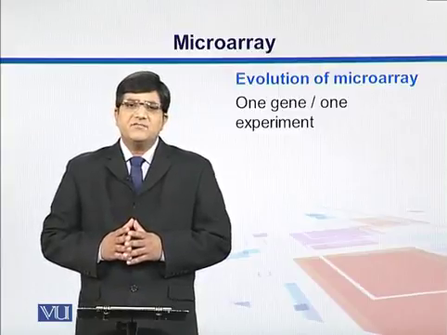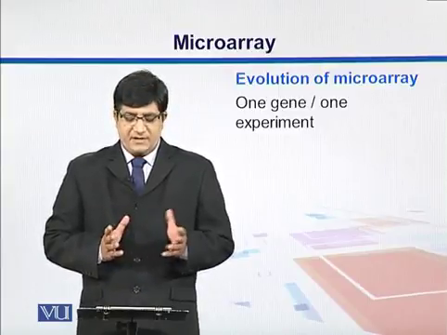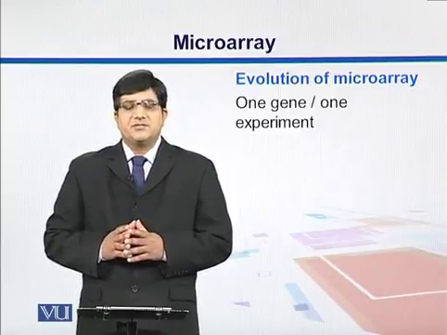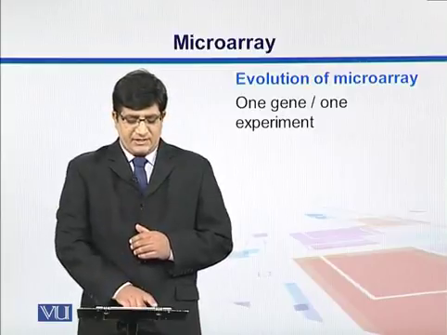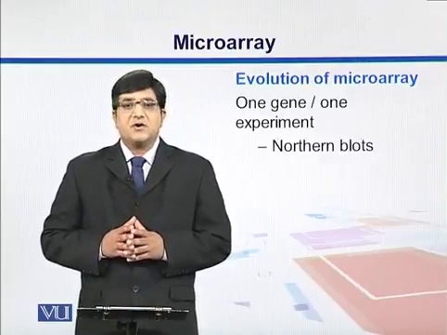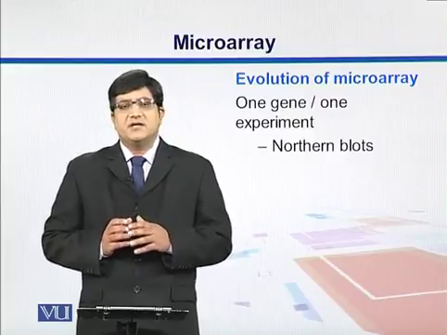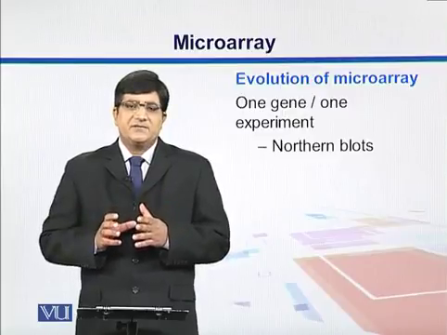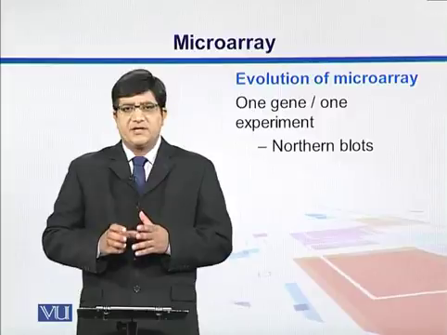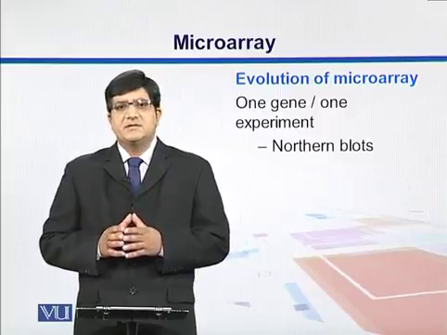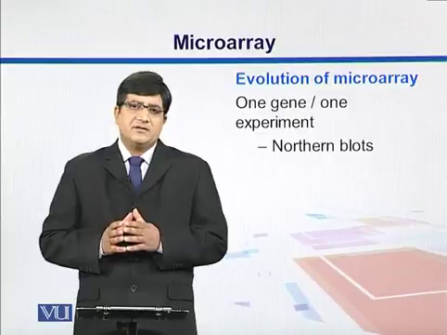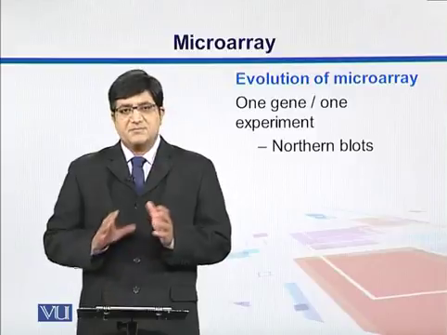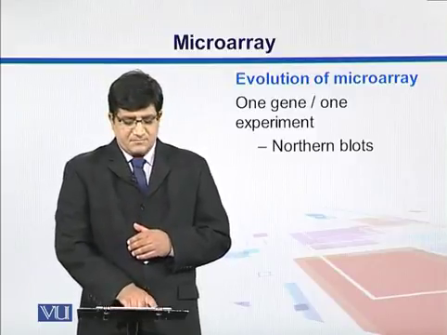If you look into the evolution of microarrays, in the beginning we had those one gene, one experiment studies, where you have a gene and you want to capture its RNA, so you might use techniques like northern blots where you can capture that messenger RNA by targeting the poly A tail of that messenger RNA. So you can design oligo-dTs, you can capture it with some other RNA, or people used to have DNA also to capture that messenger RNA. So basically the principle was this hybridization.